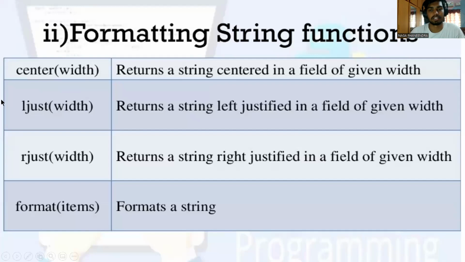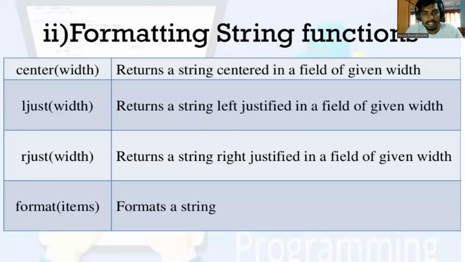So, formatting string functions: center, ljust, rjust, and width. So center returns a string centered in a field with a given width. If your given width is 40 and you ask for center, it will leave equal spaces from each side, and it will print the characters in the middle. So it will leave equal spaces on the left and right.